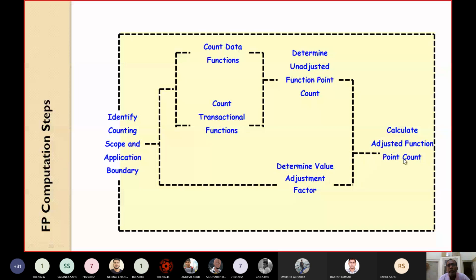Okay. Here you have found out the unadjusted function point. Then you have also determined the value adjustment factor. Multiply these two things, and then you will be able to calculate the adjusted function point count. Okay, these are the overall function point computation steps. I will take some examples to illustrate this.